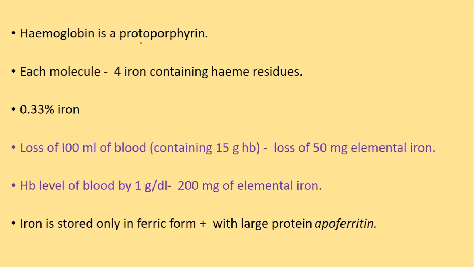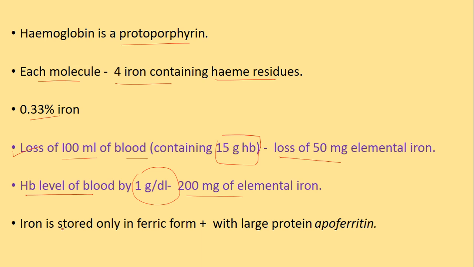So coming to hemoglobin, which is a protoporphyrin, each molecule of hemoglobin contains 4 iron-containing heme residues. Each of them contains 0.33% of iron. This point you should remember. The loss of 100 ml of blood containing 15 grams of hemoglobin will lead to loss of 50 milligrams of elemental iron. To raise the Hb level of blood by 1 gram per deciliter, you need to administer 200 milligrams of elemental iron.